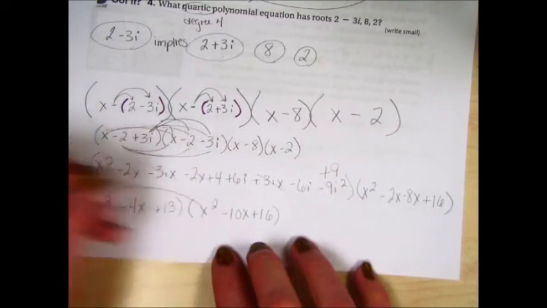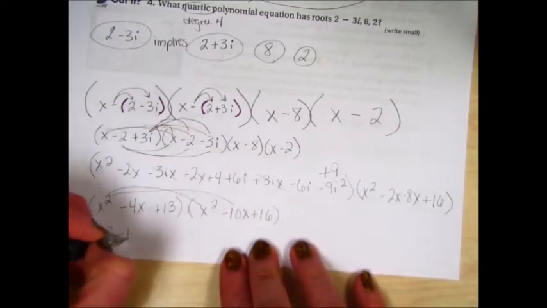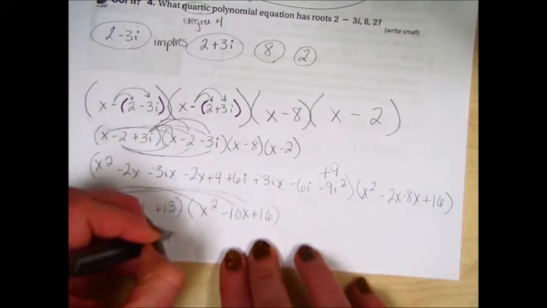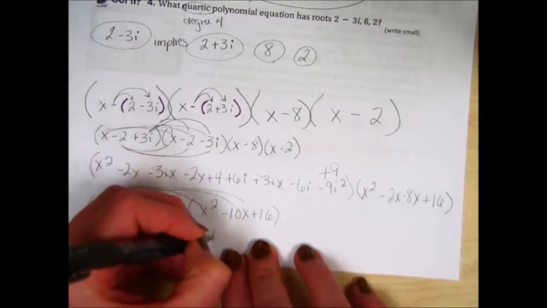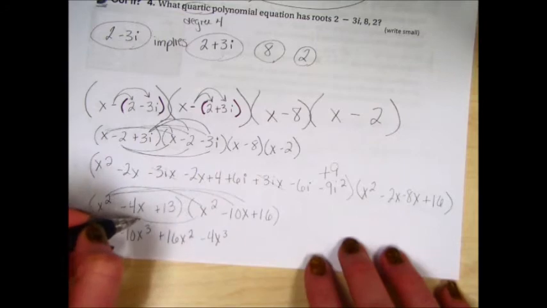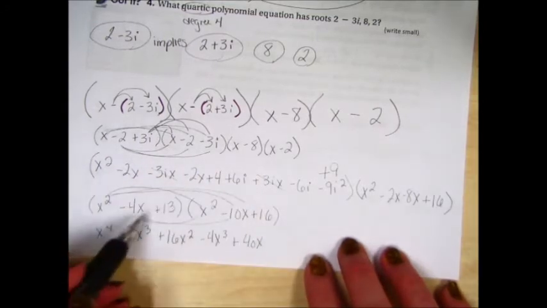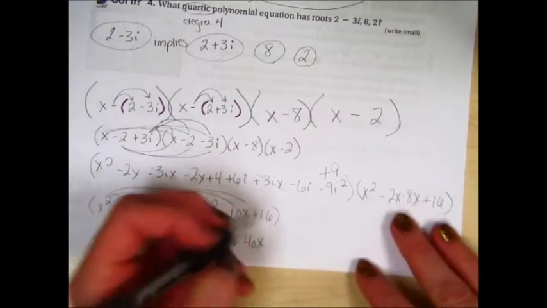So one more time, we get x to the 4th minus 10x cubed plus 16x squared minus 4x cubed plus 40x, and then 4 times 16 will be 64 minus 64x.